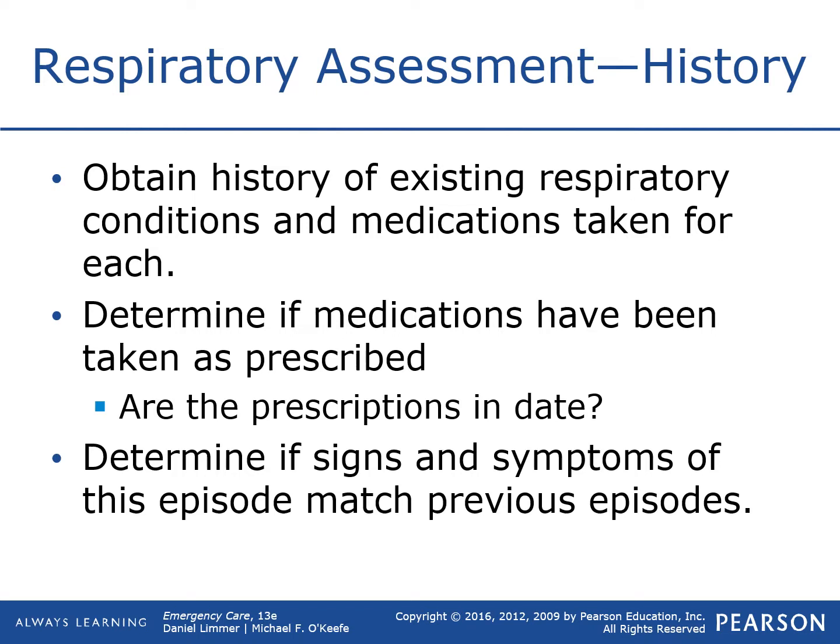If they do have medications that they've been taking, find out, are they taking it as prescribed? Inhalers, typically it says take 2 puffs every 4 hours. That's how it's prescribed. When someone's having a really bad event, they may have taken 20 puffs in 5 minutes. So find out how much they've been taking and if they are doing it as it's described on their prescription. Also find out, are the prescriptions in date?